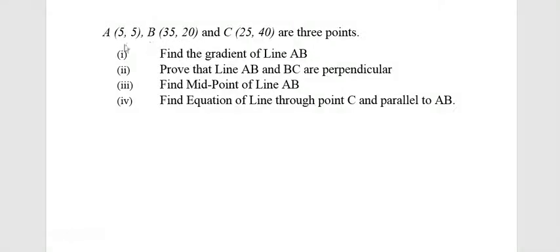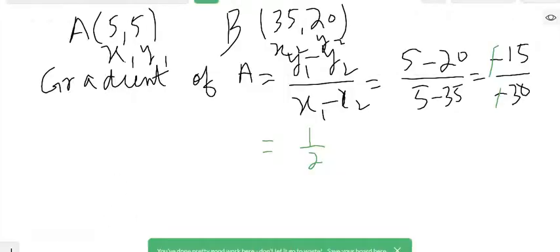In this lecture, we are going to discuss this question. Here we have 3 points, A, B, and C. And the first part is we have to find the gradient of line AB. So this is point A and this is point B.